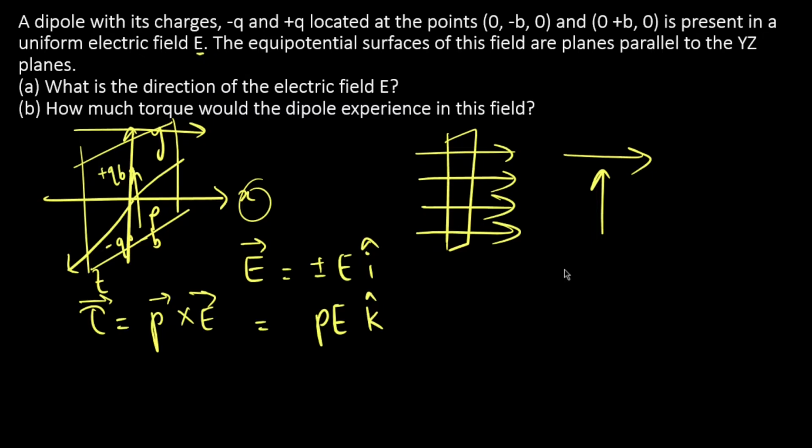Now the magnitude of the dipole moment is given by P equal to 2b times q, that is the distance times the charge. Minus q was at minus b and plus q was at plus b, so the total distance between minus q and plus q will be 2b, into the magnitude of charge. So the torque can be written as 2bq into E k cap. But since E can be in either the x or minus x direction, there is a plus or minus sign. I hope you understood this sum. Let's look at the next sum.